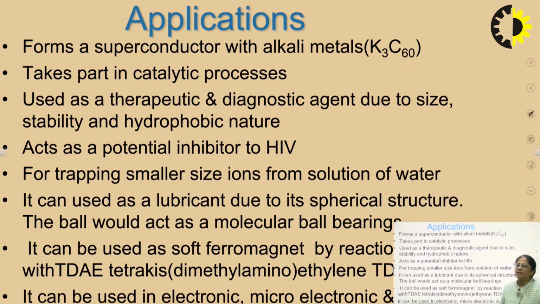Since fullerene has a buckyball shape, it is smooth, and there are no sharp edges present. Therefore, fullerene can be used as a lubricant because of the spherical structure. The ball would act as a molecular ball bearing. Fullerene can be made into a soft ferromagnet by reaction with tetrakis dimethylaminoethylene, which is TDAE, for the formation of TDAE-C60. Then fullerene can also be used in electronic, microelectronic and optical devices.